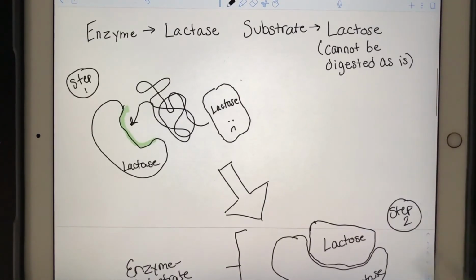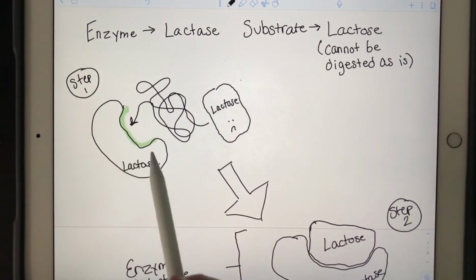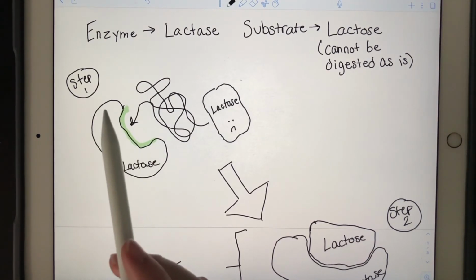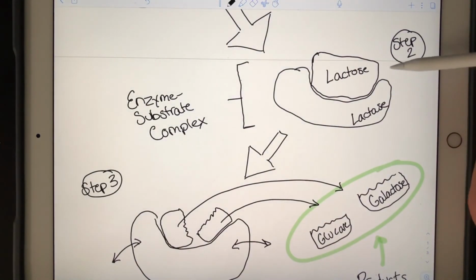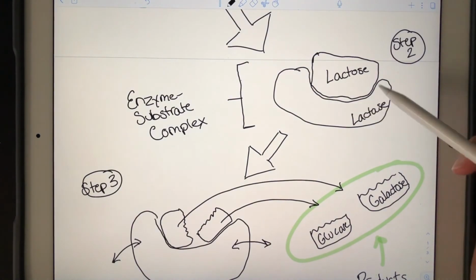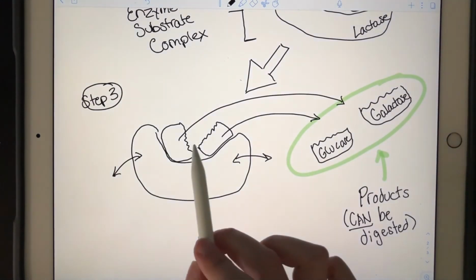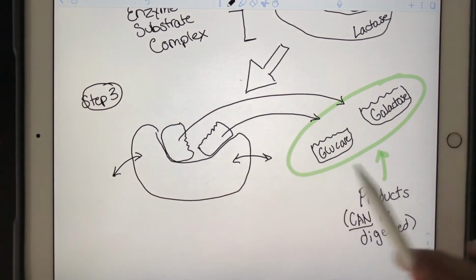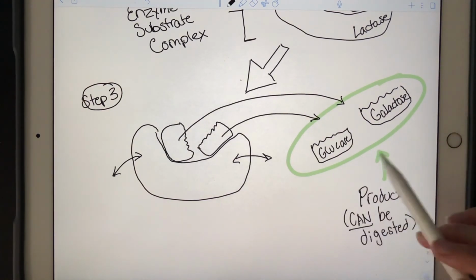So we have step 1, the lactose moving around in the cell. Eventually it's going to hit a lactase at the active site. Then we have step 2, which is it's stuck in that active site. We'll talk about how, but basically there's some charge interactions going on between the substrate and the enzyme. And then we get some motion here, and eventually our substrate is broken. Here we broke lactose down into glucose and galactose. Those are our products.